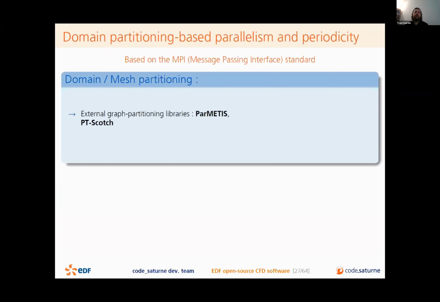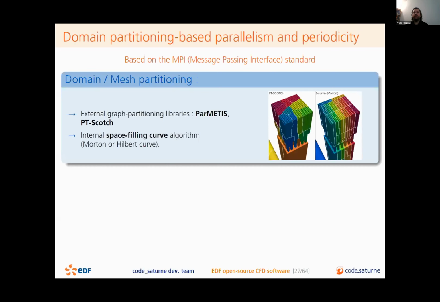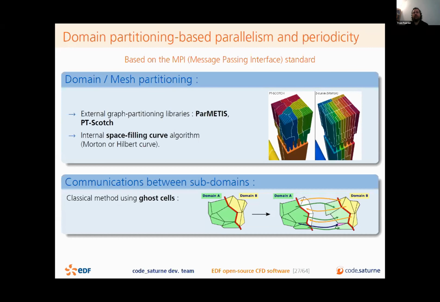So for the MPI part, we use classical domain mesh partitioning, and we can either use graph partitioning libraries like Parmetis or PtScotch, or internal space filling curve algorithms like Morton or Hilbert curves. And the space filling curves were added quite a few years ago, and we were definitely happy we added them, because on large cases, we often have robustness issues with Parmetis and PtScotch, while the space filling curve is deterministic and basically always works. So the performance is usually slightly lower, but at least it's a stable and workable solution.